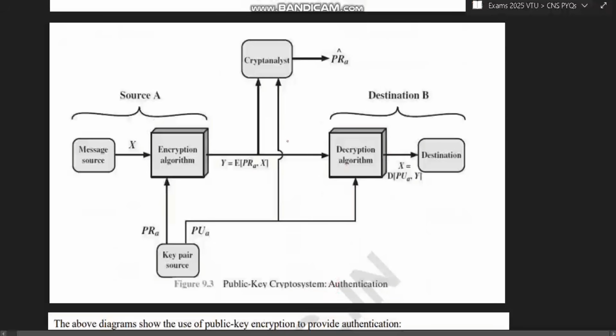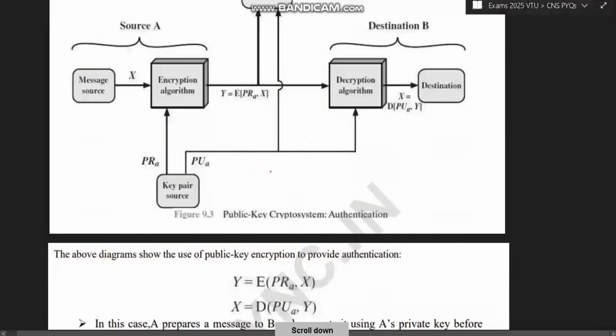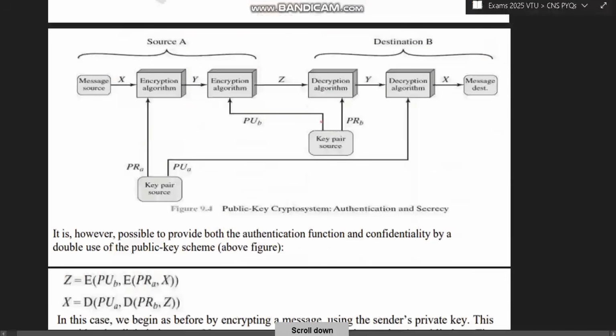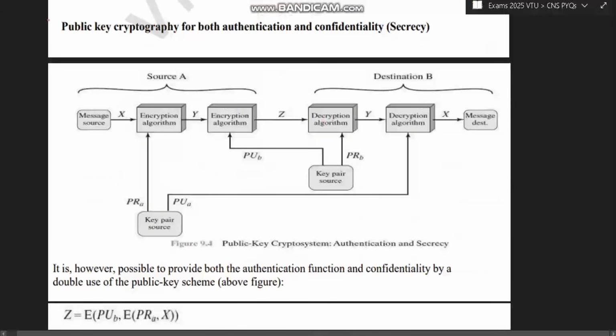Okay, so this is the diagram for just authentication. If we combine both of these, we'll be having this one: public key cryptography for both authentication and confidentiality. They can ask you that question only. Explain the public key cryptography for both authentication and confidentiality. For that, you have to write the whole answer which I have explained.